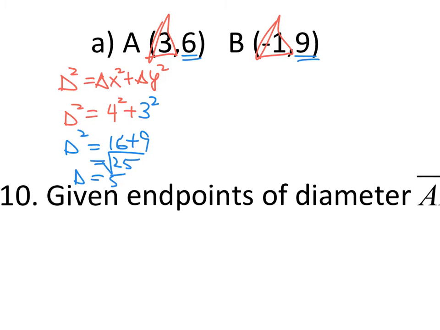Drawing that out on a triangle, we'd have that the change in x is from 3 to negative 1, so that's 4. The change in y is from 6 to 9, so that's 3. And we're finding that distance, which is 5, because it's a 3, 4, 5 triangle. So the distance between the points is 5.